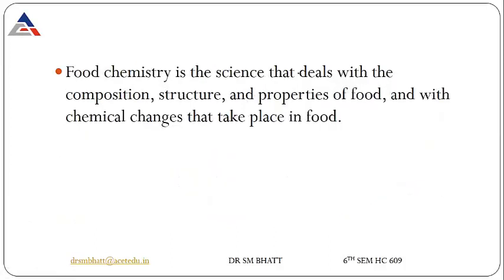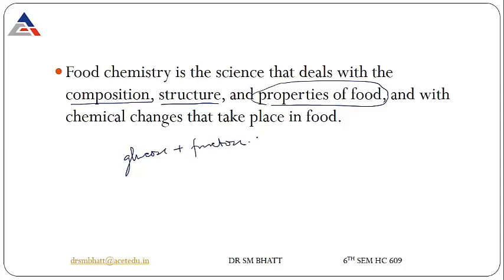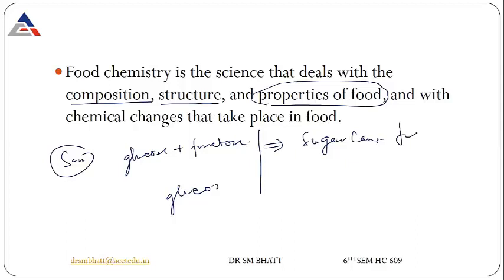So food chemistry is the science that deals with what? Composition first, then structure. You should know the structure of the carbohydrate, CHO: the composition, made up of how many carbon, how many hydrogen, how many oxygen, and then its properties. For example, glucose plus fructose. Suppose Santosh is eating sugar cane juice, then Alok is eating only glucose, and then Avichar is eating only fructose.